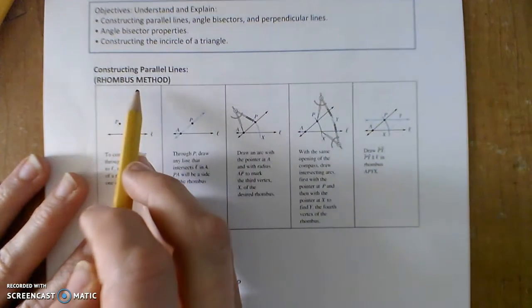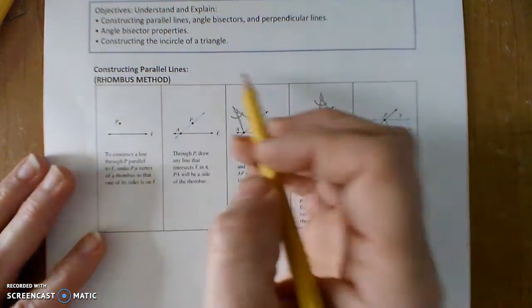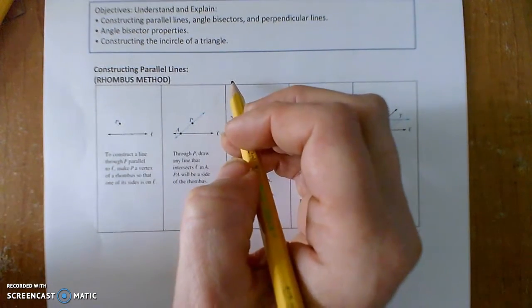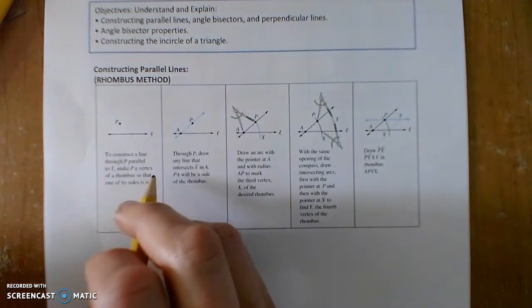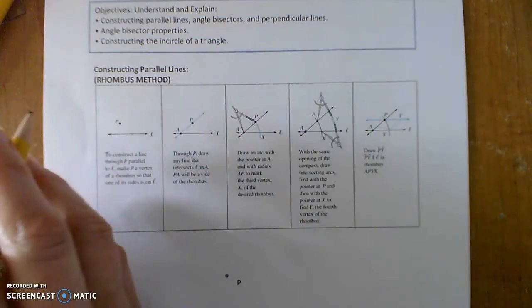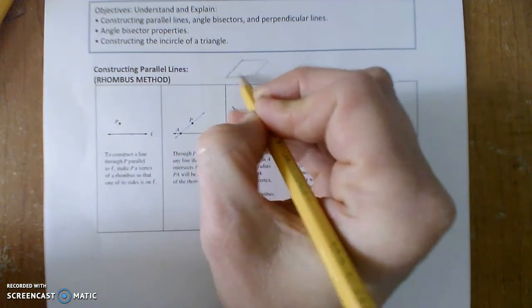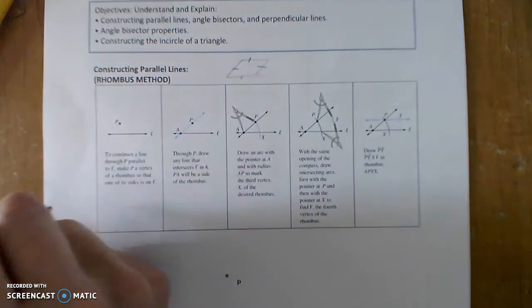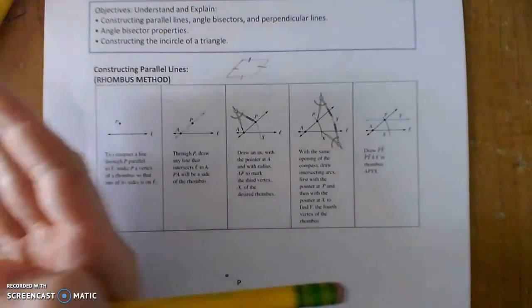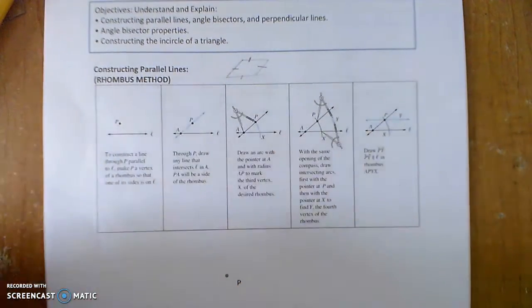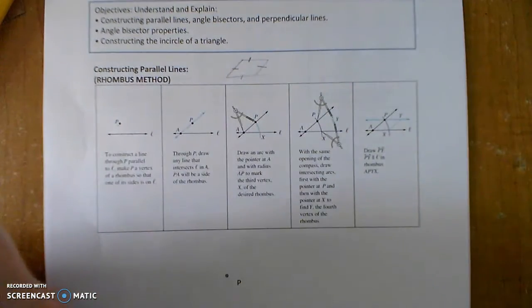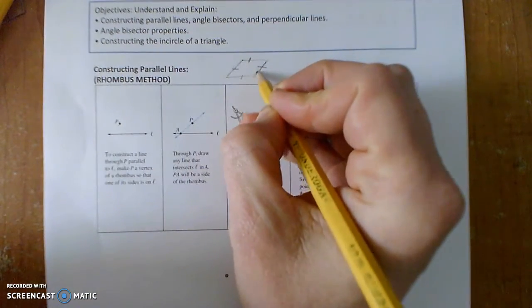So rhombuses or rhombi are great tools for doing constructions because number one, they're really easy to construct. All you have to do is make sure that all of the sides are the same. So four sides all the same length, and then automatically it's a rhombus. And they have really interesting properties.